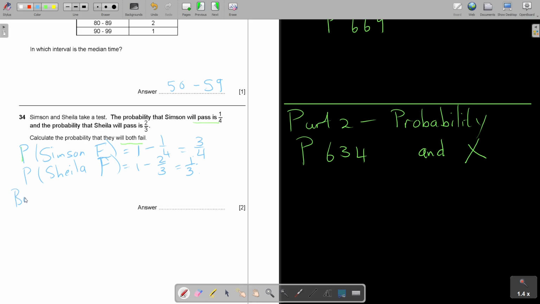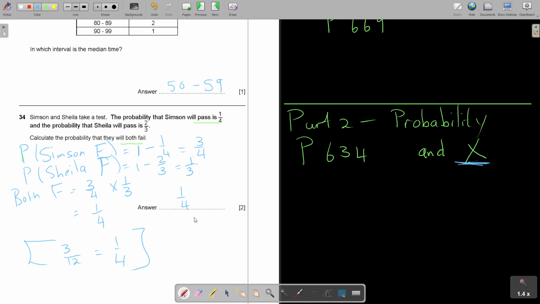So both fail. So it's "and". So it is 3/4 multiply a third. And you can press it on your calculator. You can say 3 ABC 4 multiply 1 ABC 3. The calculator will be so nice and it will say 1/4. Otherwise, you can say 1 times 3. That is going to be 3 over 12. But that also simplifies to 1/4.